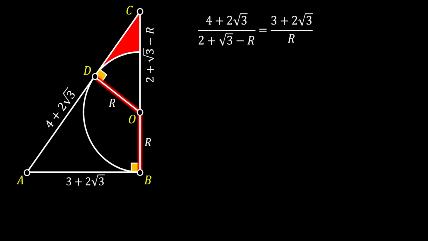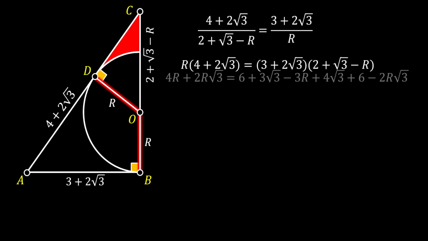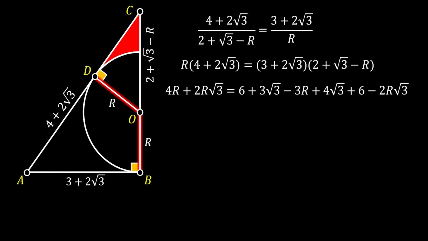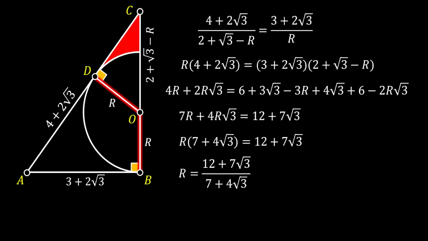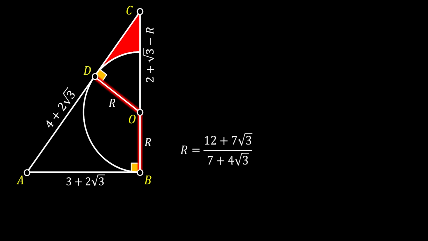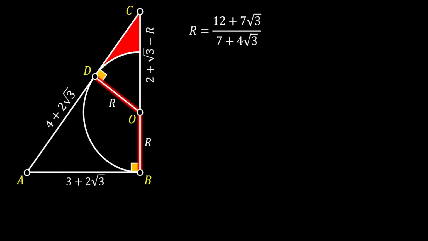Now we can solve this equation by first cross-multiplying and getting the following. Then we can expand by multiplication. Then we will put all the terms with r on the left side and all terms without r on the right and simplify. Then on the left side we can isolate r as a common factor, and finally we will get that the radius of our circle is 12 plus 7 root 3 over 7 plus 4 root 3.